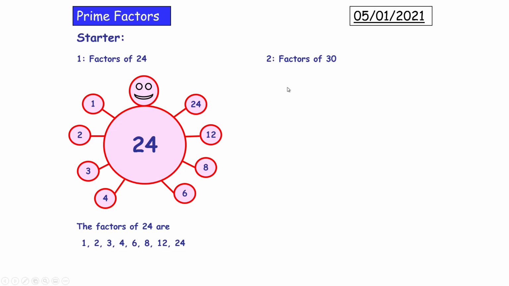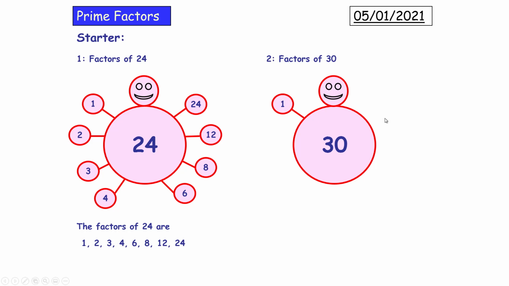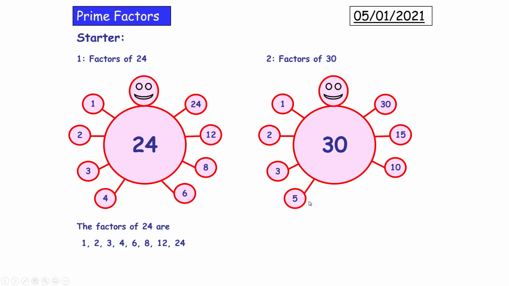Okay, on question number 2, factors of 30. So again, we always start with 1. 1 times the number itself, so 1 times 30, come in pairs. Does 2 go into 30? Yes, it does, 15 times. Does 3 go into 30? Yes again, 10 times. 4 doesn't go into 30, but 5 does. 5 times 6, yeah. Okay, so factors of 30 are 1, 2, 3, 5, 6, 10, 15 and 30, and we can write that down.